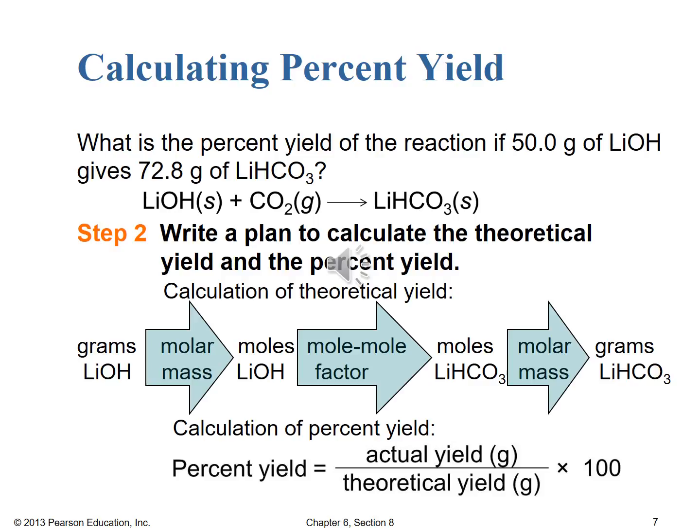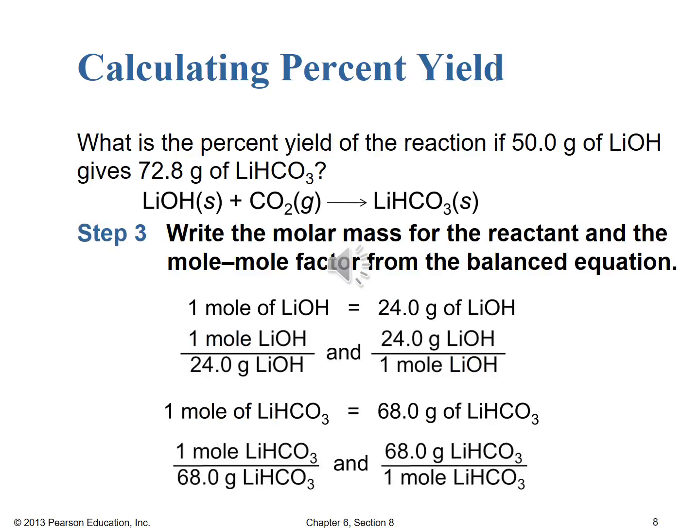Once we have that theoretical yield, we already know the actual yield. It was given in the problem, the 72.8 grams of product. We'll divide that by the theoretical yield in grams and multiply by 100 after we find that result to get a percent yield. All right, moving on to step 3, we'll write the molar mass for the reactant and the mole-mole factor from the balanced equation.